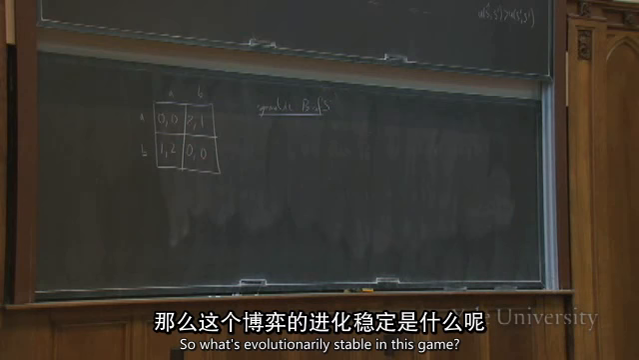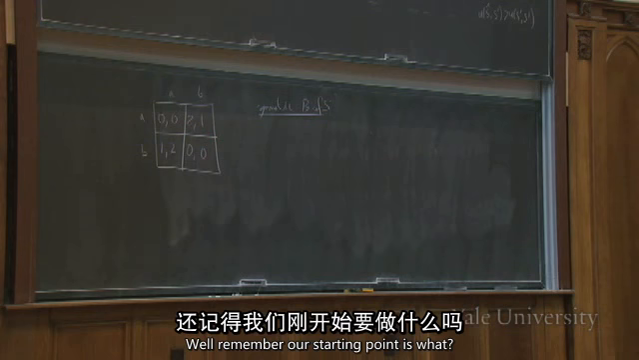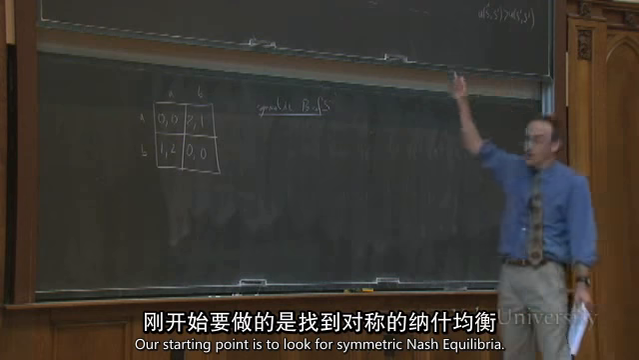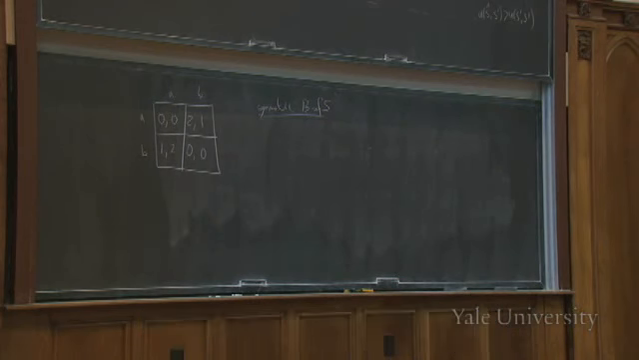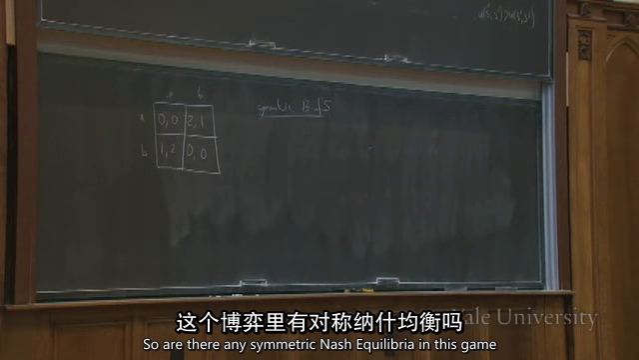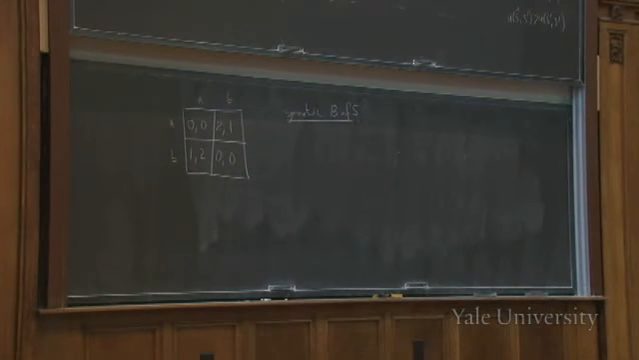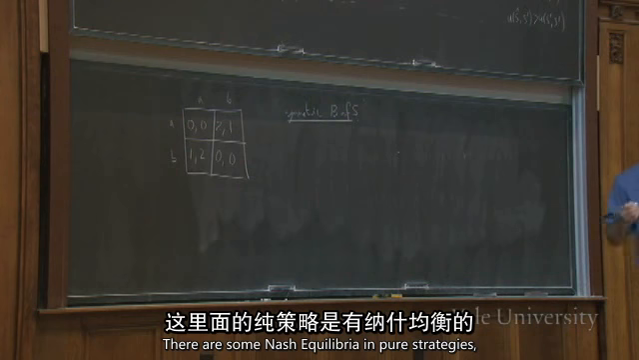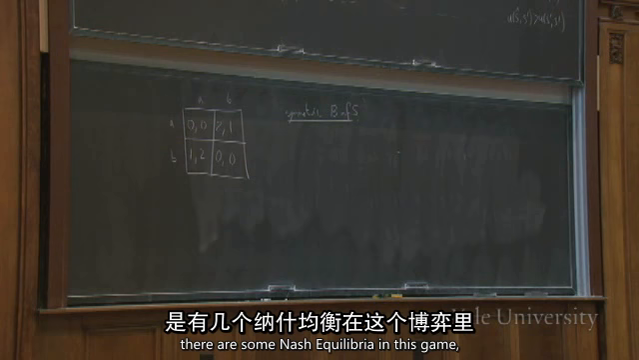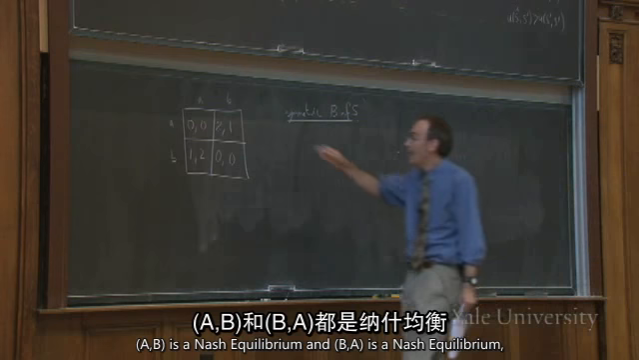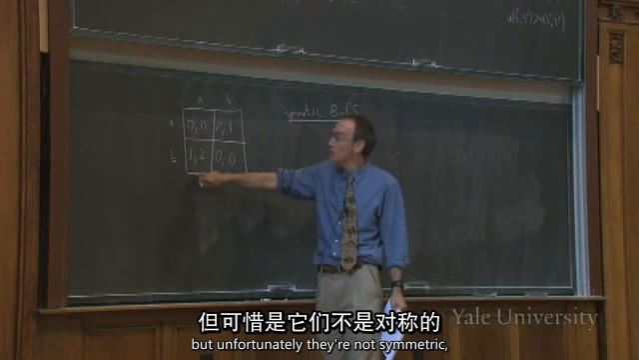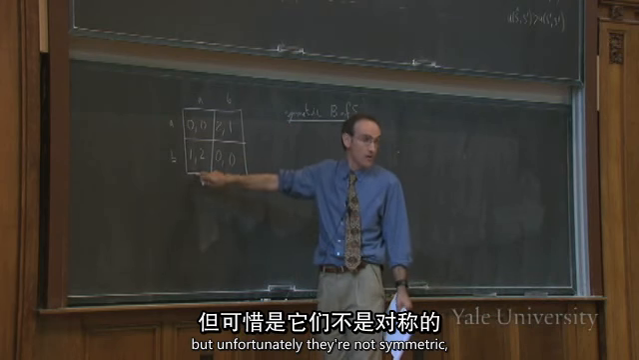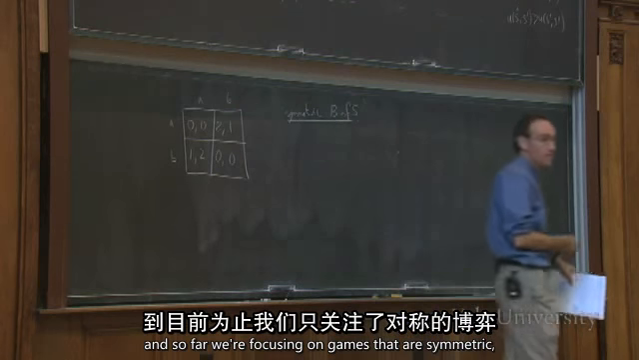Okay, so what's evolutionarily stable in this game? Well, remember, our starting point is what? Our starting point is to look for symmetric Nash equilibria. Okay, so are there any symmetric Nash equilibria in this game? And if so, what are they? Anybody? Well, there are some Nash equilibria in pure strategies. There are some Nash equilibria in this game. For example, AB is a Nash equilibrium, and BA is a Nash equilibrium. But unfortunately, they're not symmetric. Right? They're not symmetric.